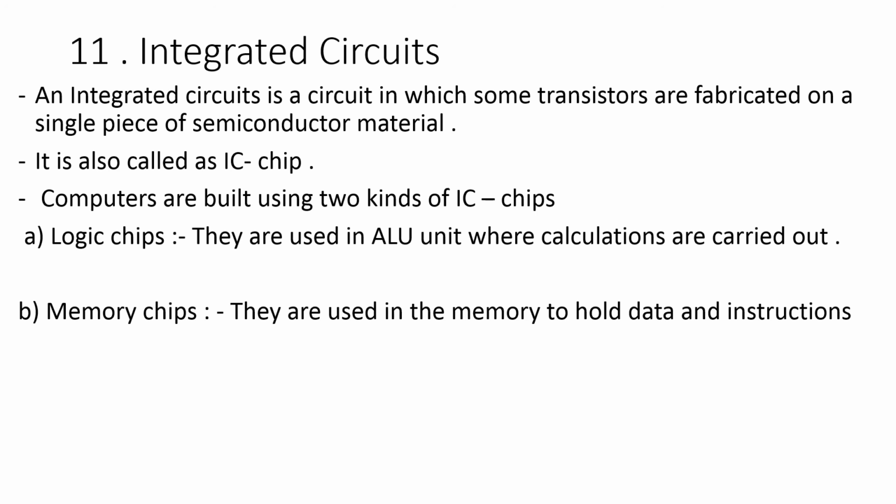An integrated circuit is a circuit in which some transistors are fabricated on a single piece of semiconductor material. They are also called IC chips. Then two types of chips we have studied: logic chips and memory chips. Logic chips are used for carrying out calculations in the ALU unit. Memory chips are used in the memory to hold the data and instructions. Your data and instructions are saved in the memory chips. Now we are ending this chapter here.